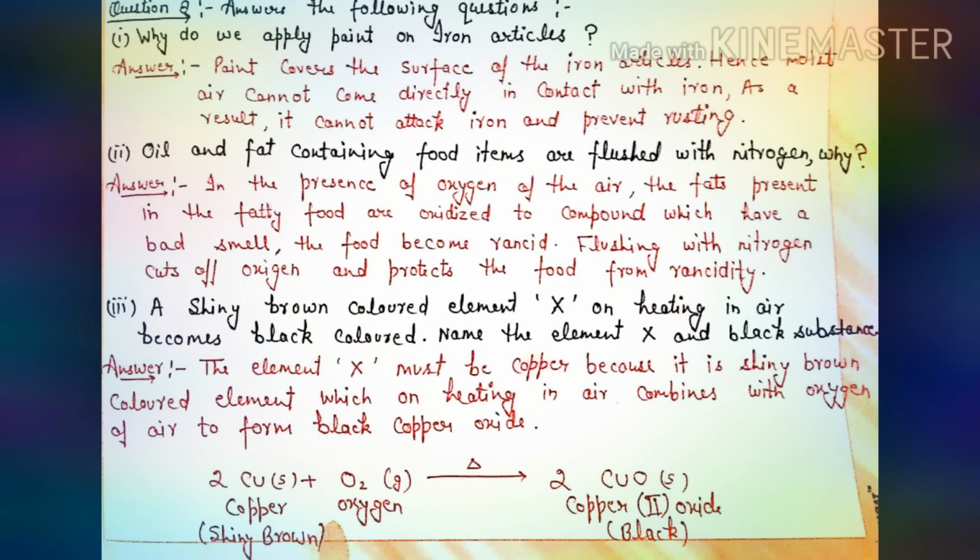Number 1: Why do we apply paint on iron articles? So students, as you already know, paint covers the surface of the iron articles, hence moist air cannot come directly in contact with iron. As a result, it cannot attack iron and prevents rusting.